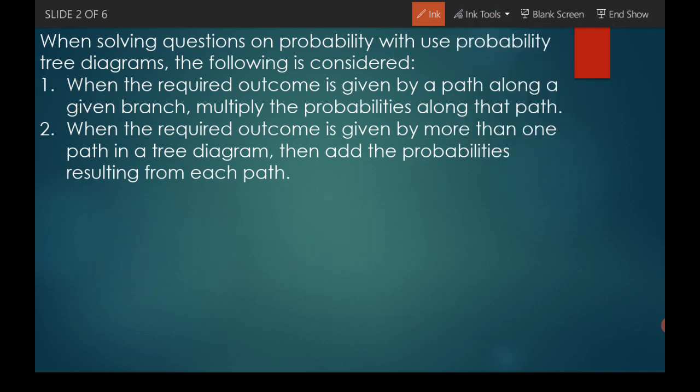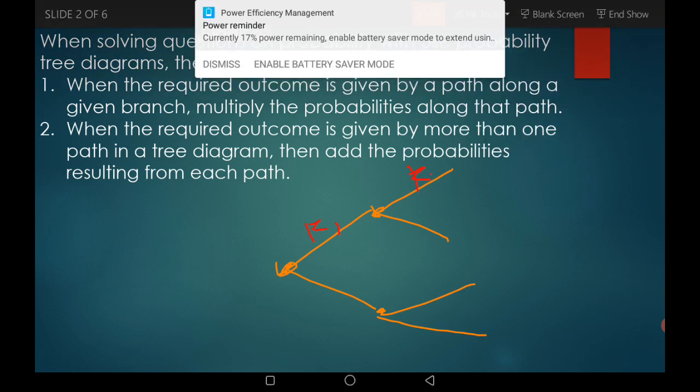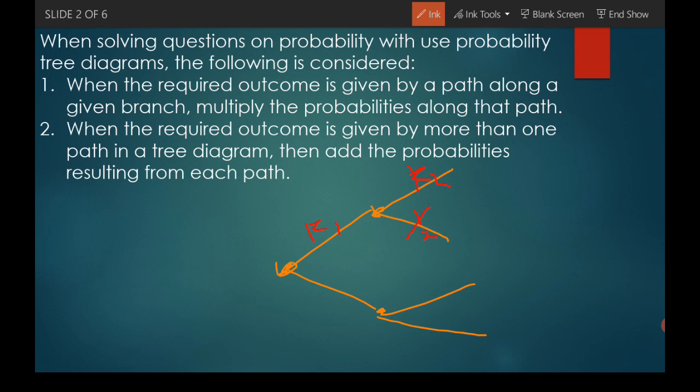Likewise, number 2 says that when the required outcome is given by more than one path, then we add the probabilities resulting from each of the paths. Meaning that in case we have this branch here, and this branch here, and then this other branch here, for example, we have the red on the first picking, red on the second picking when the first one was red, and then yellow on the second picking when the first one was red, and then when the first picking was yellow, we have red on the second picking and then yellow on the second picking. We're going to be having examples of these, don't worry.